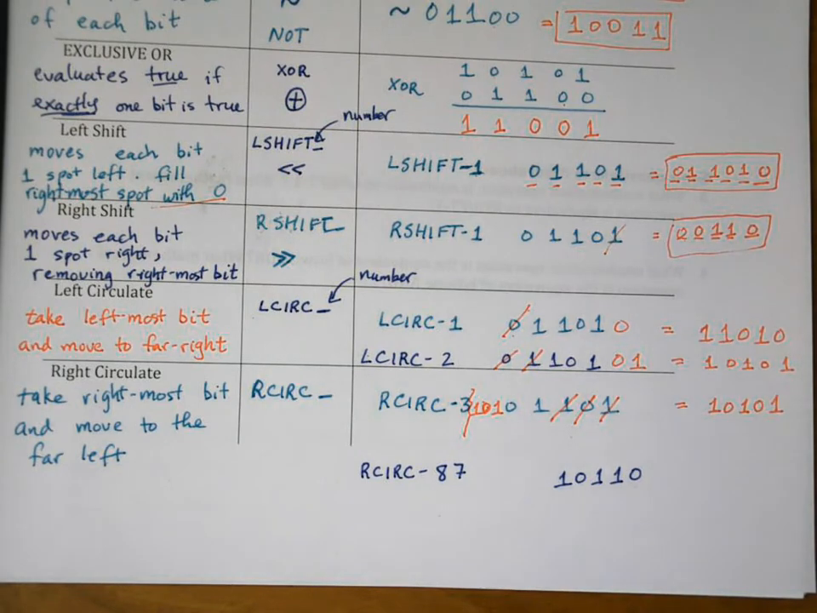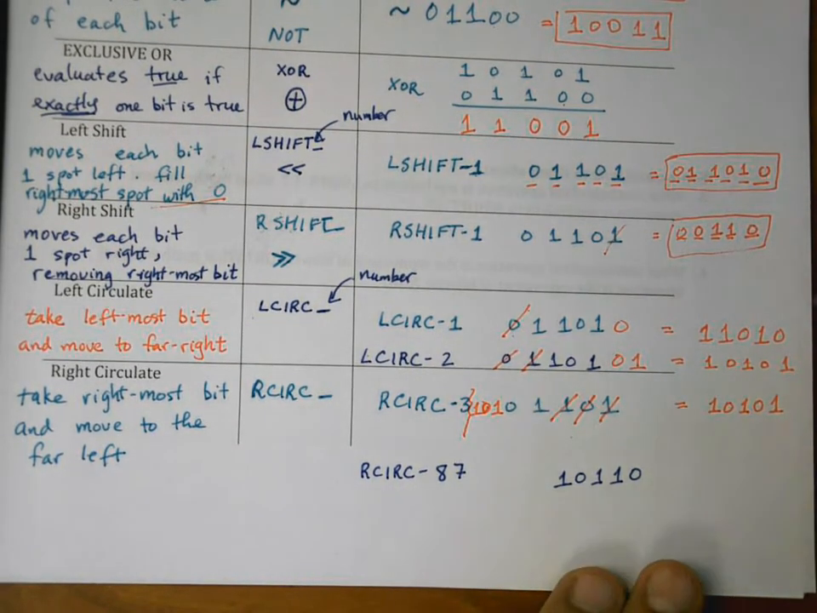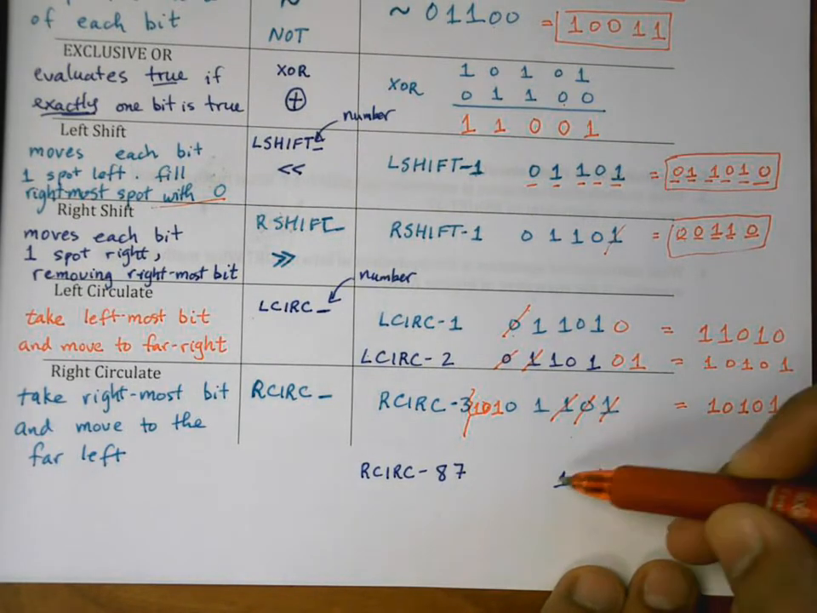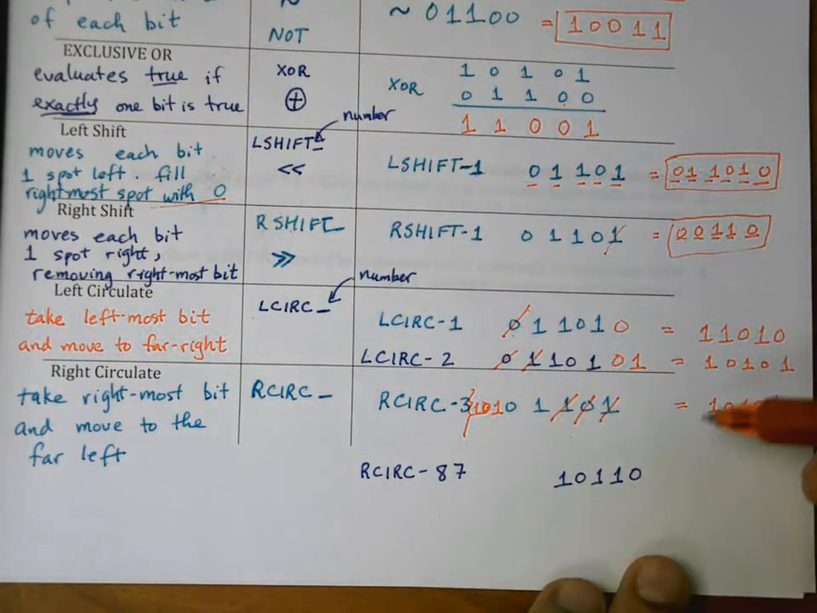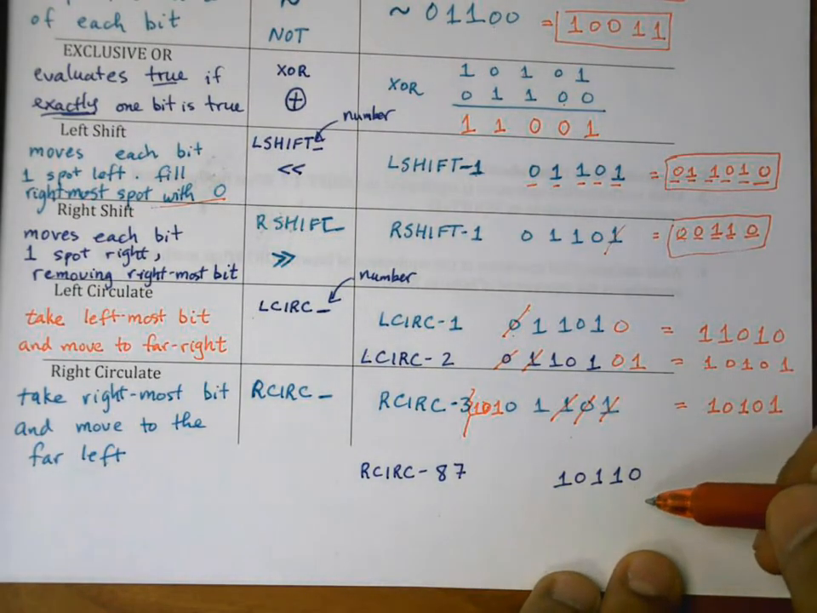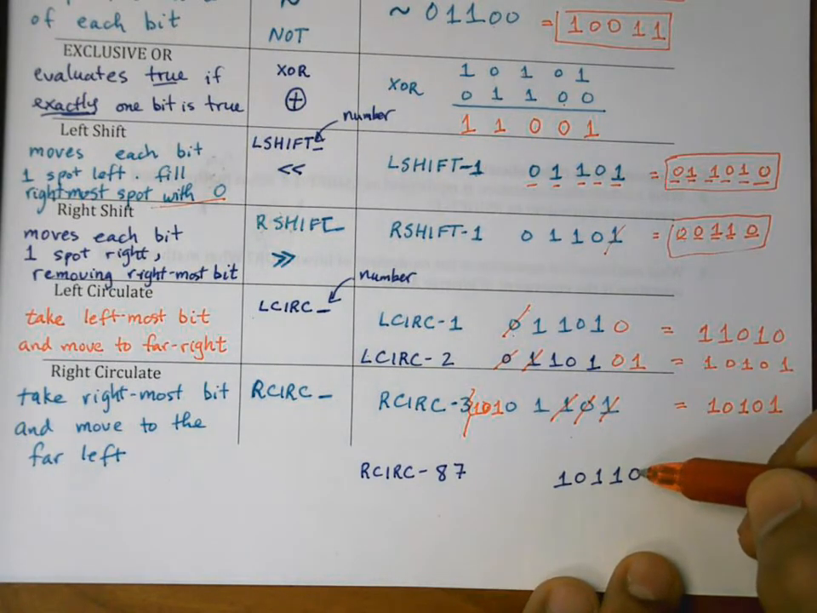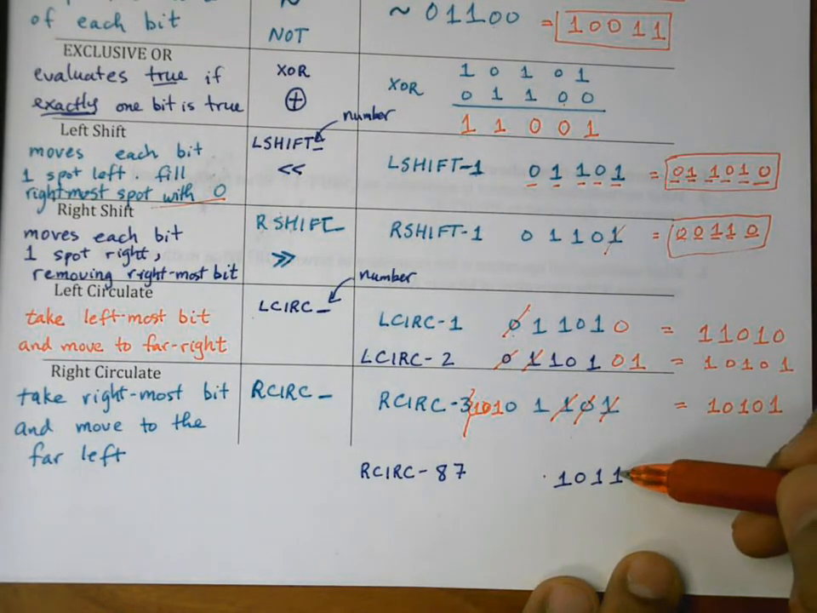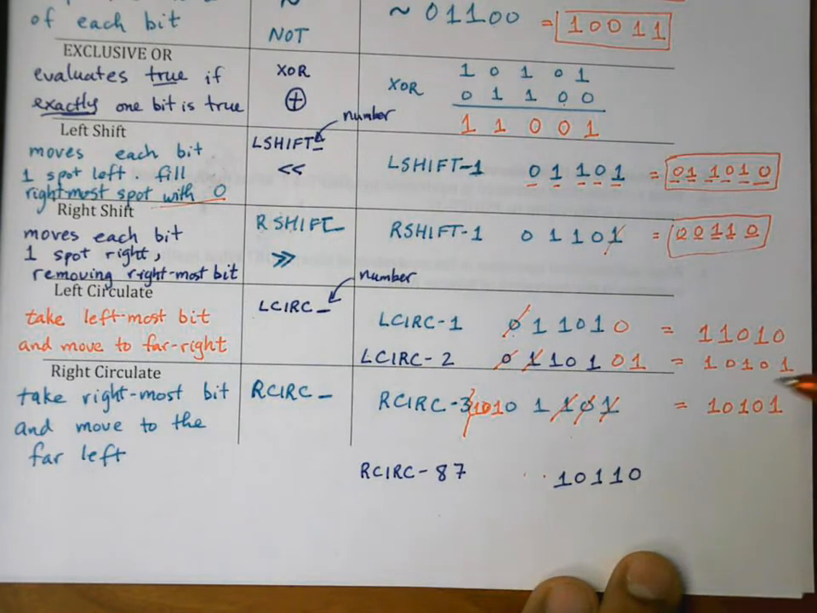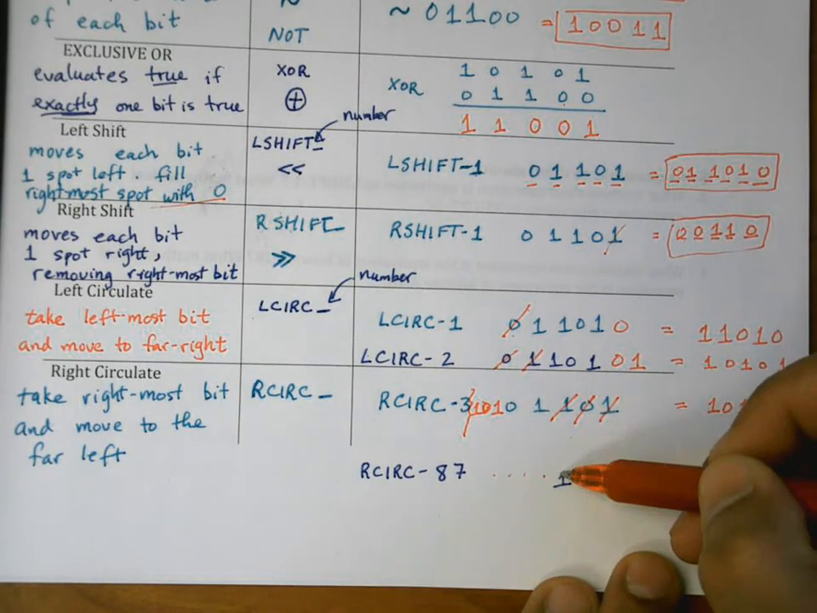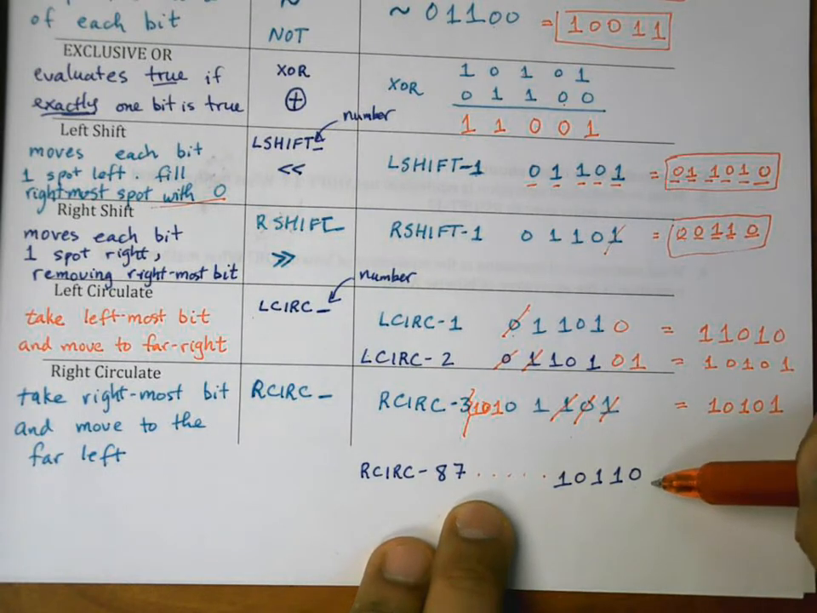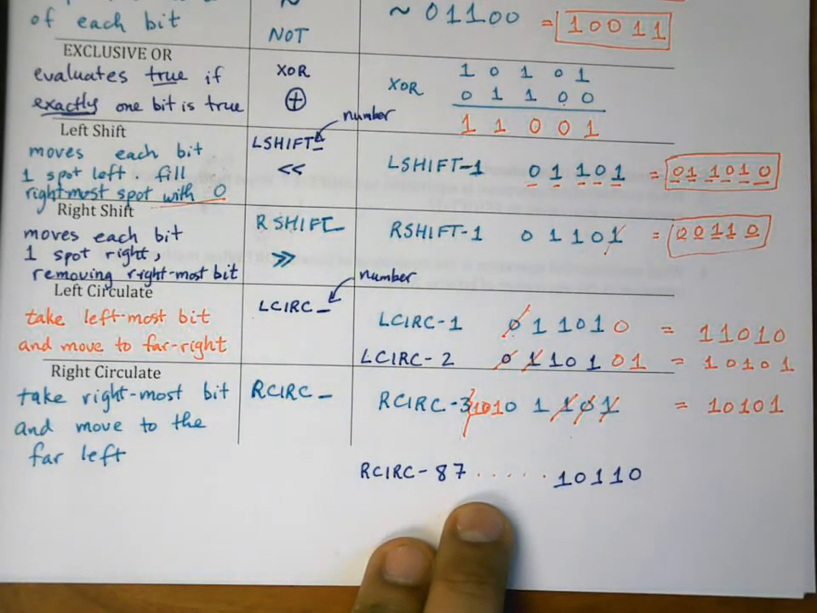So this is what I like to think about. If we were to perform R circ once, then this bit goes over here. So imagine with me, if we were to perform R circ once, then this one right here becomes the leftmost bit. If we were to perform it twice, then this becomes the leftmost bit. 3 times, then this becomes the leftmost bit. 4 times, this becomes the leftmost. 5 times, this becomes the leftmost. In other words, after 5 times, we're back to where we started.